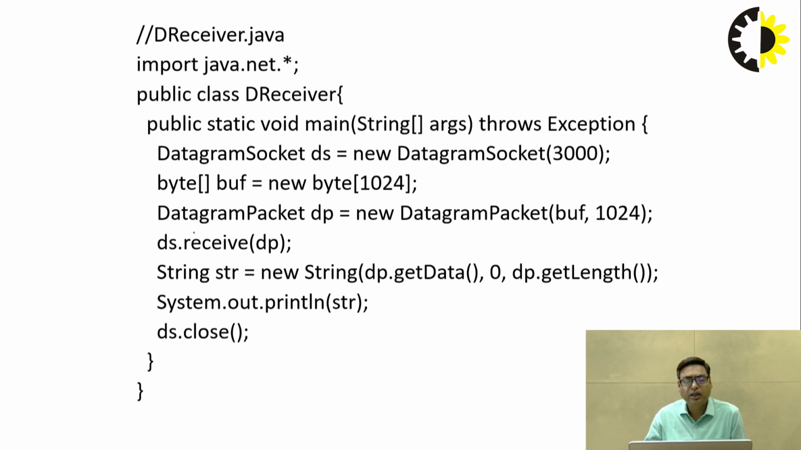Next, we have the second program to receive the data. To receive the data, again we need to create the socket with the help of DatagramSocket with the port number 3000. You can take any port number, and to receive the data we need to create an array of type byte as mentioned in the constructor. Then we created an object of DatagramPacket. Now, to receive the data, we are using ds.receive(dp).